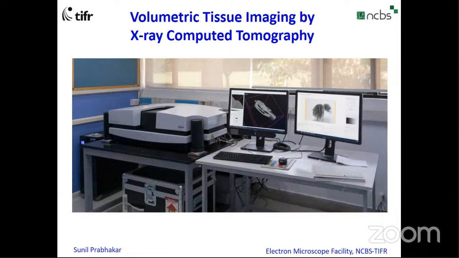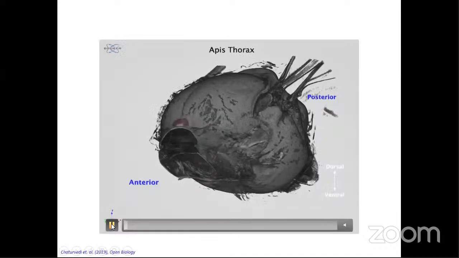So before I talk to you about the nitty-gritty of the micro CT scanner and how it operates in our facility, I'll give you just a flavor of what it can do. So in the next slide, you will see a video of a honeybee thorax.